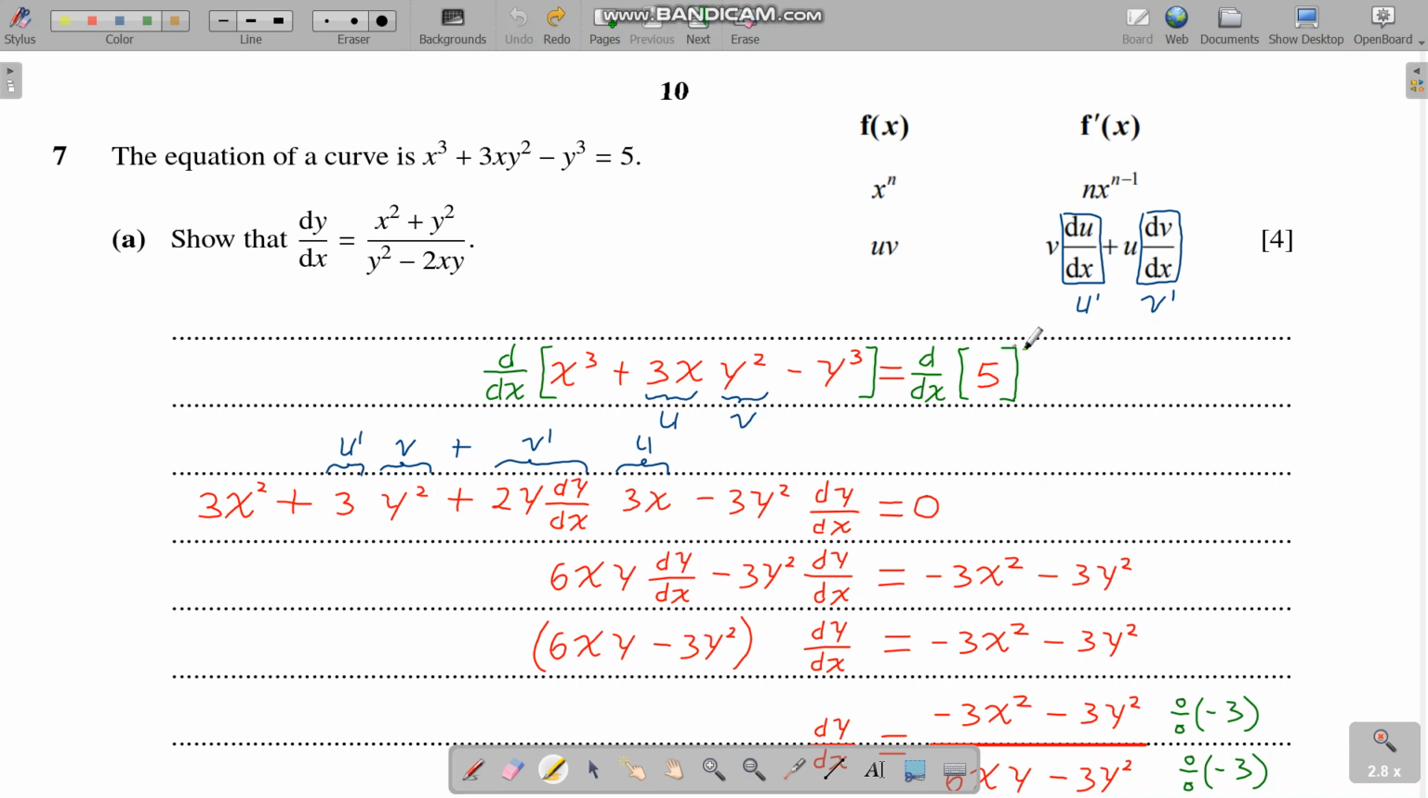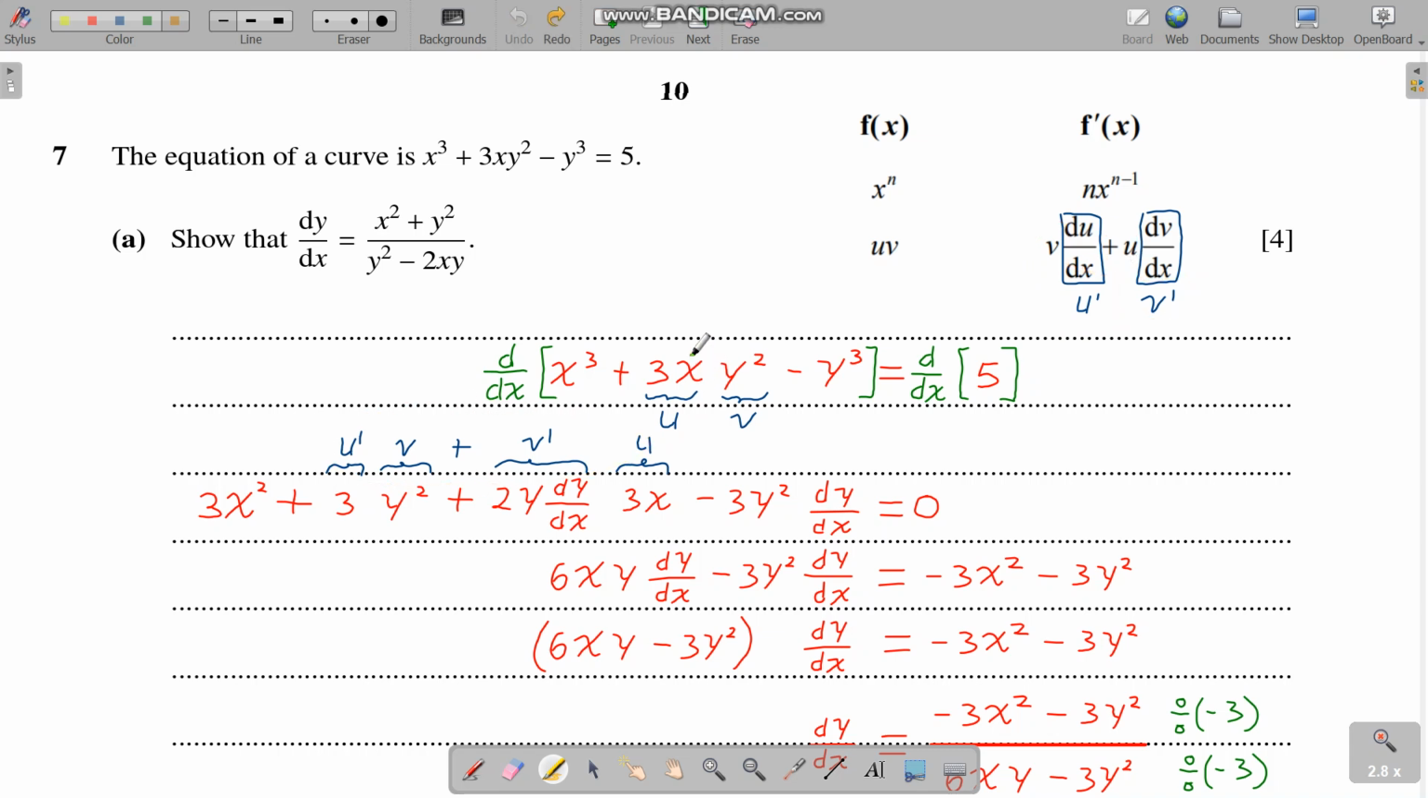On the right, the derivative of just a constant is 0. On the left, the derivative of x cubed with respect to x is just 3x squared, as usual using this formula. Now the derivative of this term, because it's a multiplication, we have to use the product rule. du/dx, in short, is u prime, and dv/dx is v prime. So we use the u prime v plus v prime u formula.